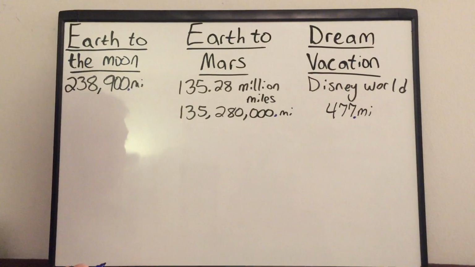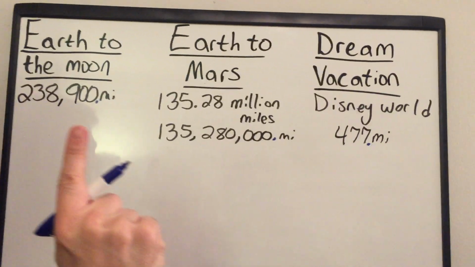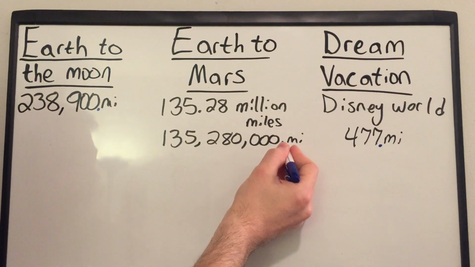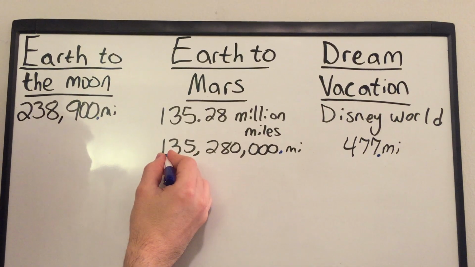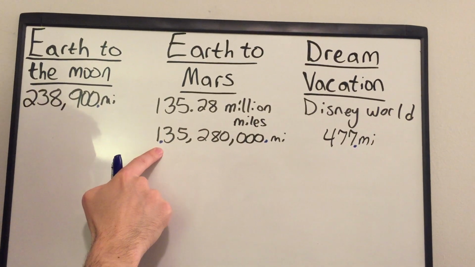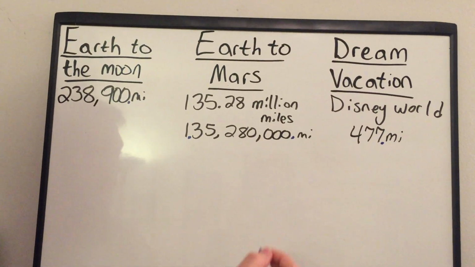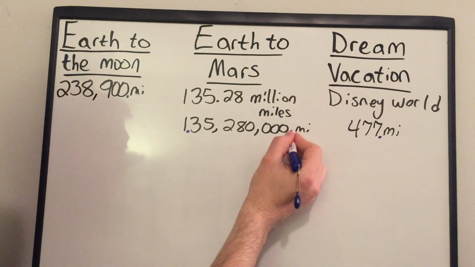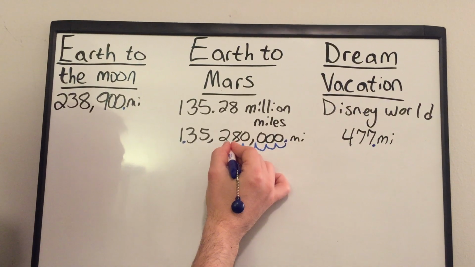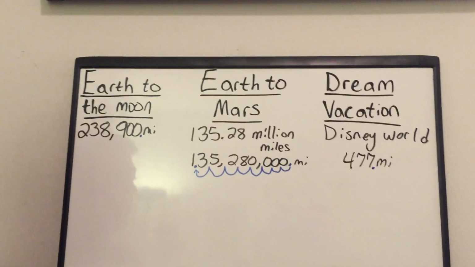Now let's go back to Earth to Mars. What you want to do is move the decimal place to where there is only one non-zero digit in front of the decimal. Well, for there to be only one non-zero digit in front of the decimal, I have to move it right here between 1 and 3 because that just gives me 1 in front of the decimal. Now, the next thing is we got to count how many moves it takes to move that decimal. So I go 1, 2, 3, 4, 5, 6, 7, 8. So that is 8 moves right there.